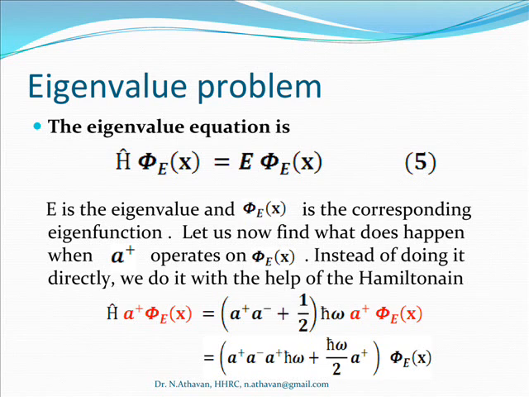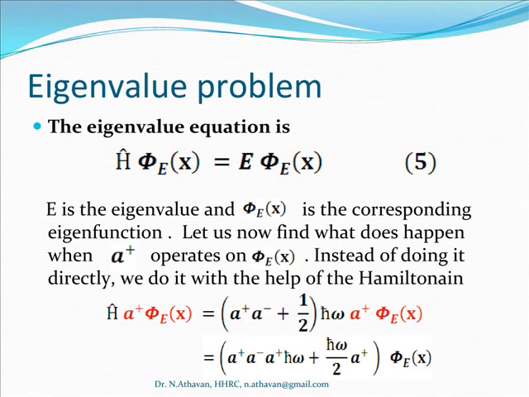Instead of doing it directly, we are going to do it with the help of the Hamiltonian. That is, by writing a plus phi E as an eigenfunction of the Hamiltonian operator, if the Hamiltonian operator operates on this function a plus phi E, let us see what the outcome is. So we get a plus a minus plus half h cross omega. We substitute the expression for the Hamiltonian operator from equation 3a, which is nothing but a plus a minus plus half h cross omega. So we write the equation like this.